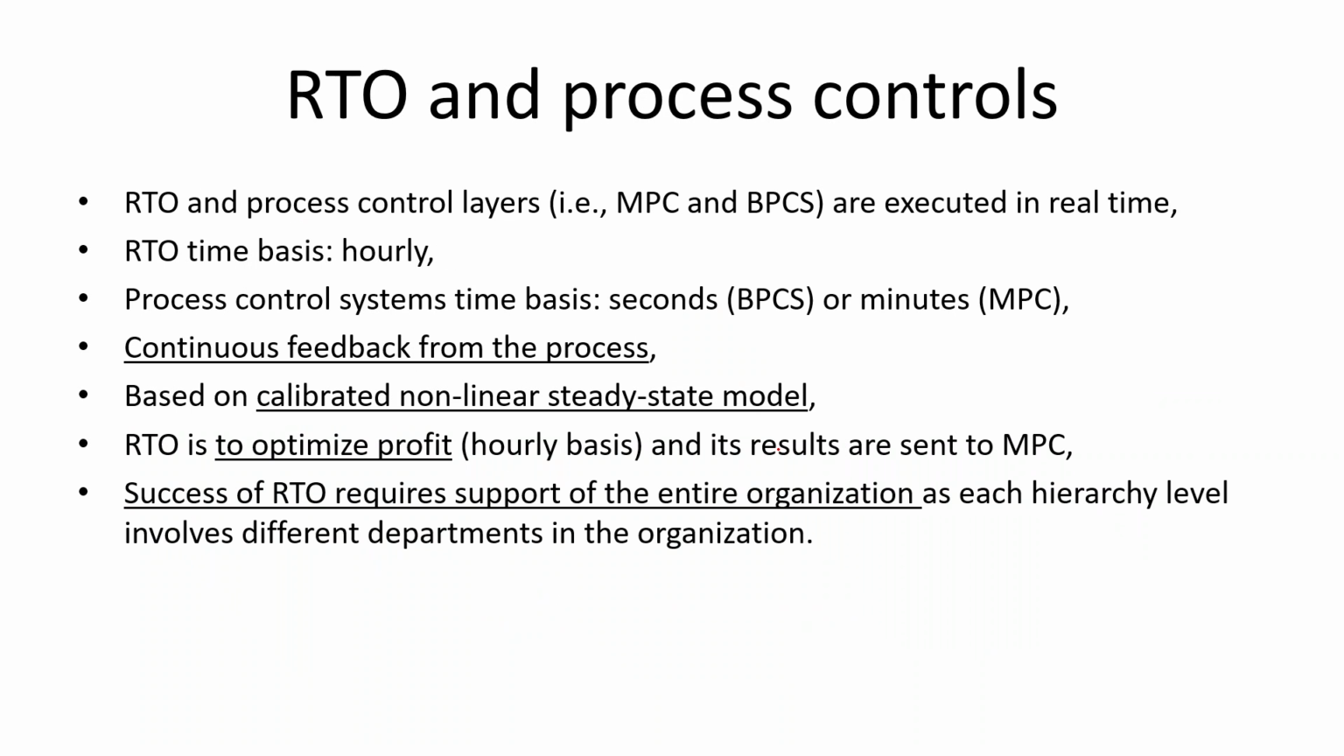And then we move on to the next level, which is the RTO and process control. So they mix it together. We have the RTO, the optimization, which then gives a set point to the MPC, and that MPC will then tell the basic process control system what to regulate. It's on an hourly basis, like I mentioned to you. So we have a continuous feedback from the process, so every hour we will get data from the plant.